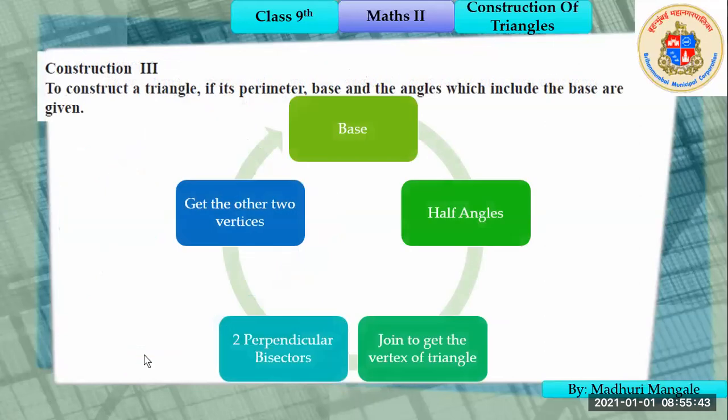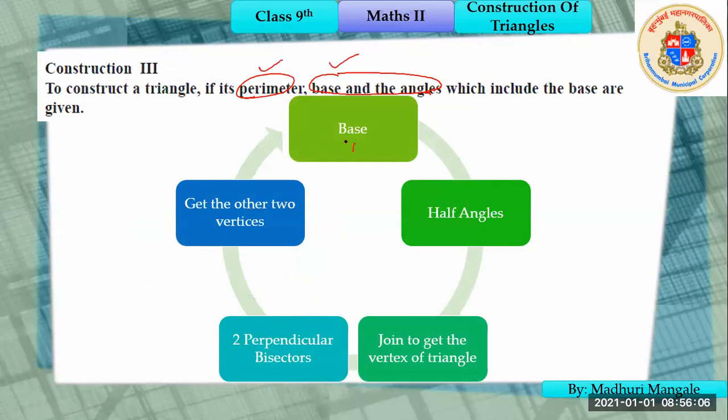Next was the third type of construction that we did yesterday. We almost did around 4 problems on this type of construction, which was based on perimeter. So the perimeter is given, and two base angles are given.